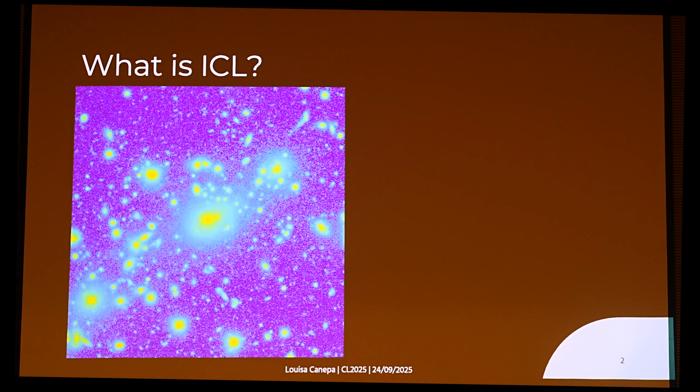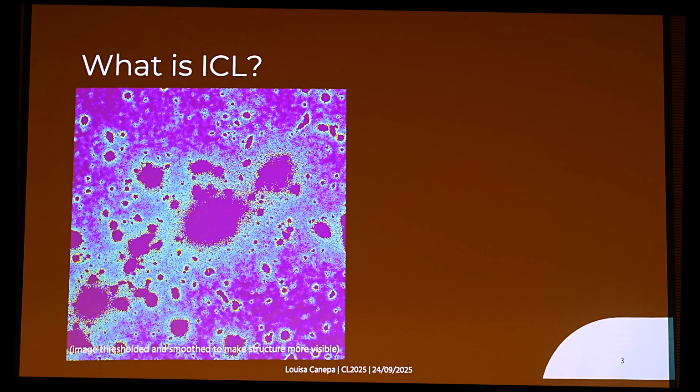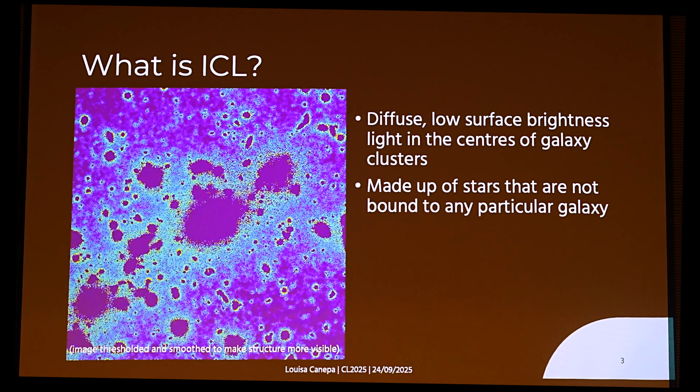So Anthony's already explained a lot of introduction about the ICL, but in case you forgot, I will go over it again. So if we take a lovely deep image of a galaxy cluster and we mask out all of the brightest parts of that cluster, what we are left with is this diffuse low surface brightness light that we can see extending throughout the center of the cluster, around and between all of the different cluster galaxies, and that is the intracluster light, or the ICL. So it's stars that are not bound to any particular galaxy in the cluster, but float freely within the center of the cluster potential.